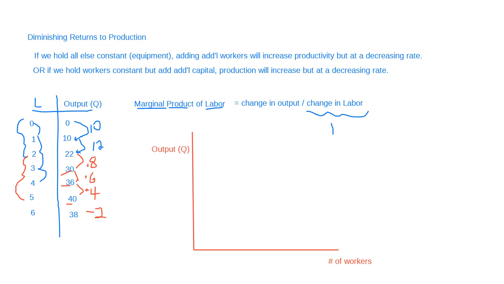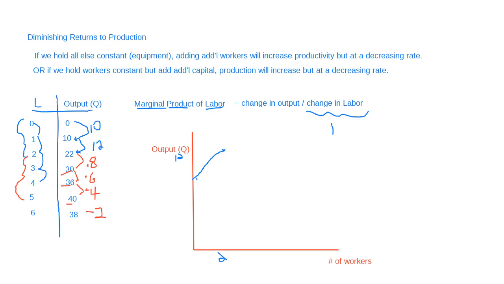In the beginning, with the blue, I've got the increasing returns as they go from 0 workers to 1 worker to 2 workers. There's my max right here, so that would correspond to my 12 at 2 workers. And then, again, I'm graphing the marginal product of labor here. I'm switching to red here.